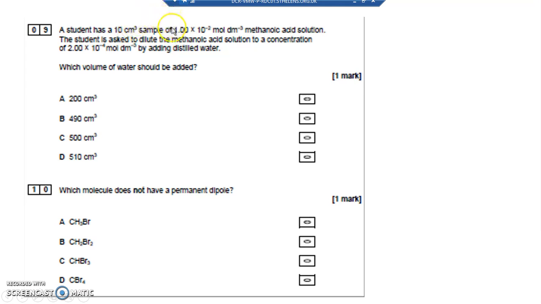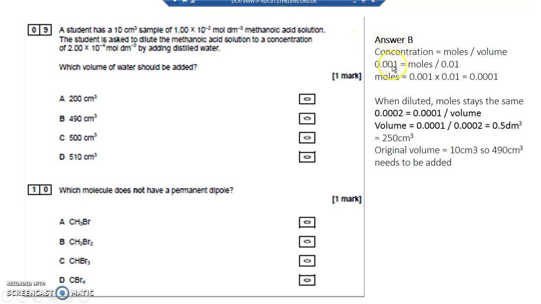Taking a small unit value like centimeter cubed into a larger one like decimeter cubed, I'm going to divide by 1,000, so that's 0.01. So 0.01 multiplied by 1 times 10 to the minus 2. Let's do spoilers. The concentration, 0.001, equals moles divided by 0.01. So we've converted the centimeters cubed into decimeter cubed. So moles is these two multiplied together, as we said, which is 0.0001. Okay. Now I know the number of moles of methanoic acid in my solution.